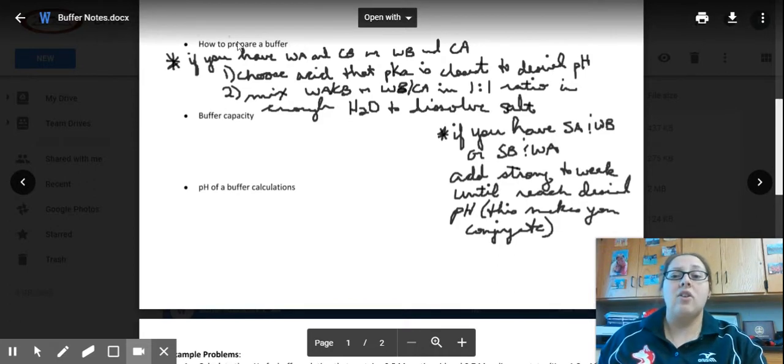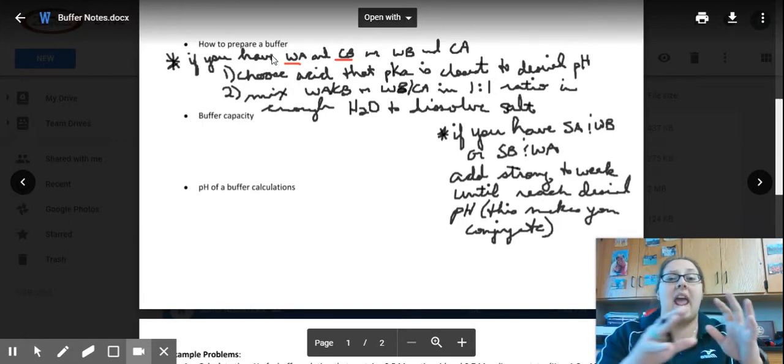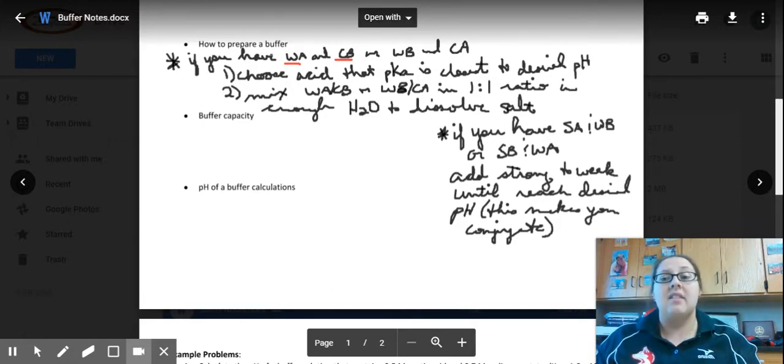So how you prepare a buffer depends upon what you are given. Okay, so if in a free response question, they tell you that you have both the weak acid and the conjugate base, so you basically have the weak component and the conjugate component, this is how you work it out. Now, you could have a weak acid with its conjugate base, or you could have a weak base with its conjugate acid.